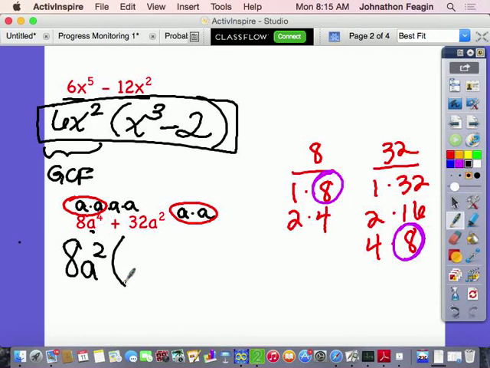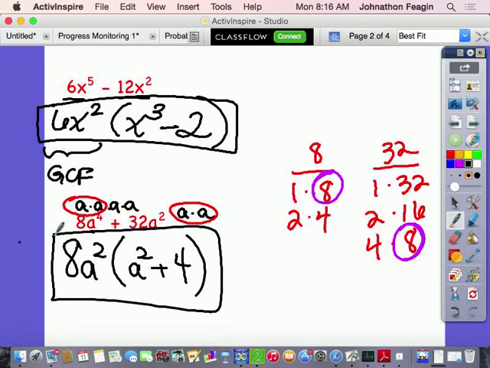So when you take out an 8a squared from the first term, that just leaves you with an a squared, because 8 divided by 8 is 1. And a to the fourth divided by a squared is just a to the second. Then 32 divided by 8 is 4. And a squared divided by a squared is 1.